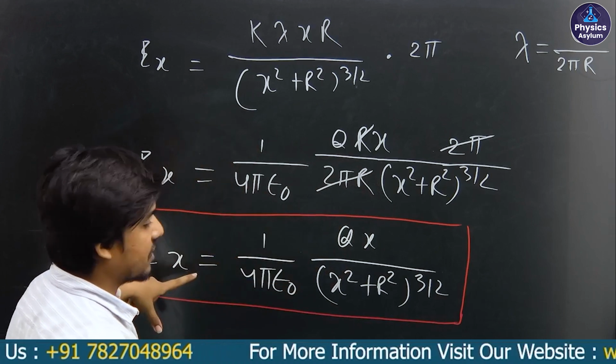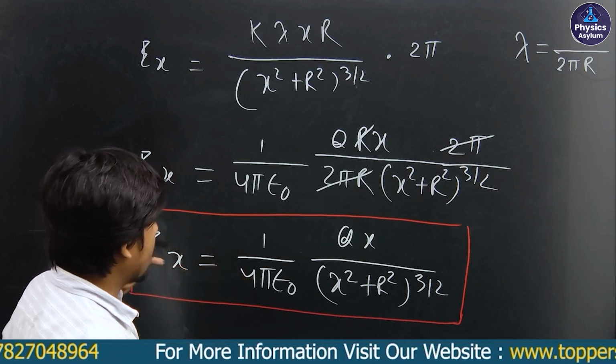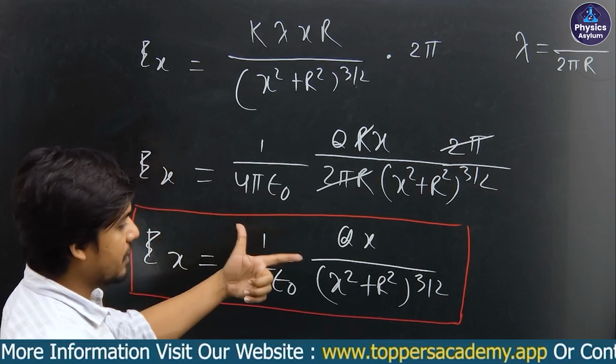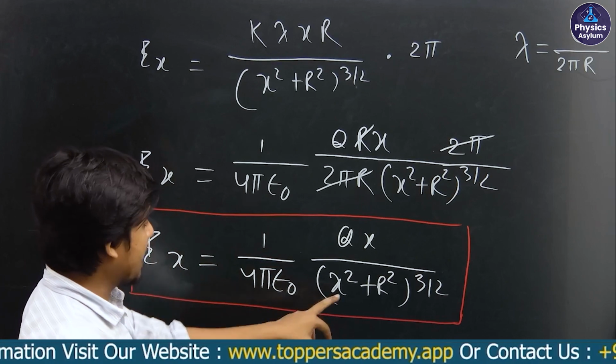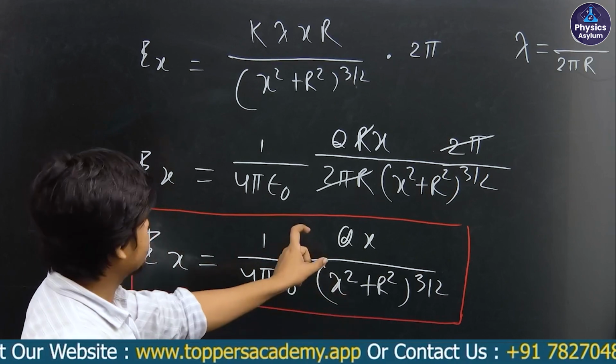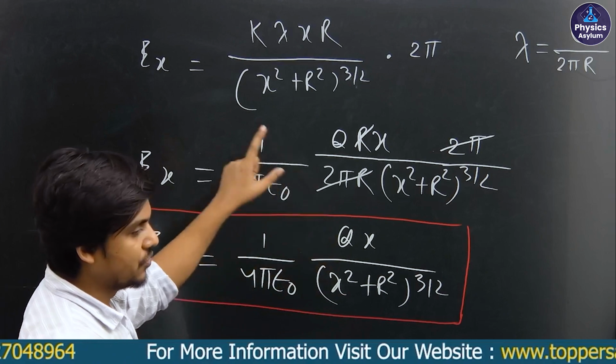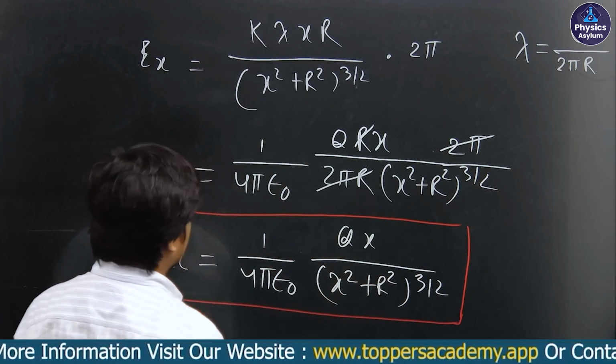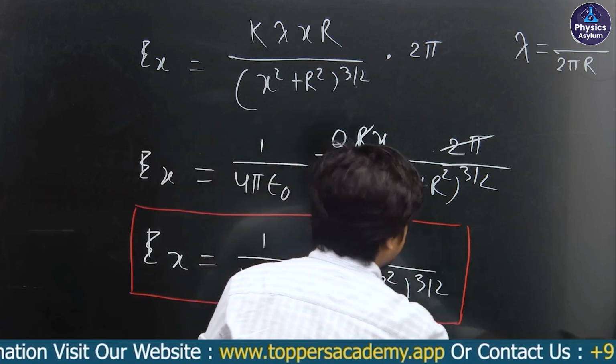So this is the electric field on the axis, at a point P which is on the axis of the ring at a distance x from the center, and this plus Q charge is distributed uniformly over the ring, and this ring is having a radius r. So this much will be the electric field.